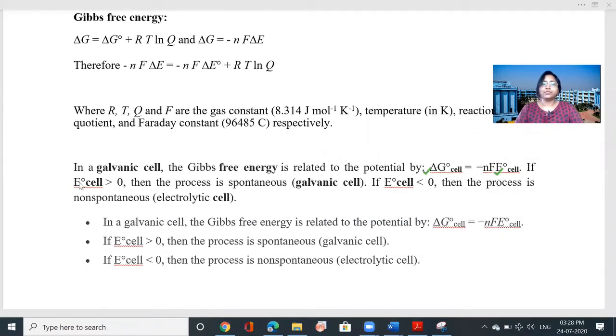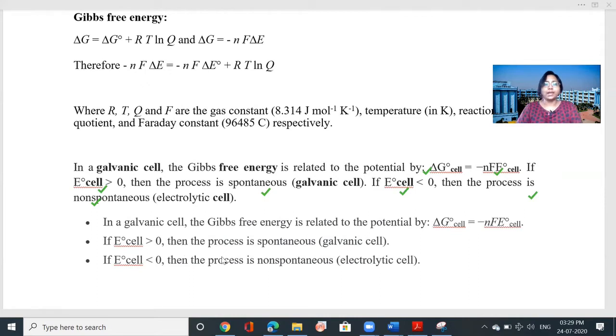If E0 cell is greater than 0, then the process is spontaneous. It is for a galvanic cell. If E0 cell is less than 0, this process is non-spontaneous. That is the electrolytic cell. In a galvanic cell, chemical energy is converted into electrical energy, and the electrolytic cell is the reverse of that.